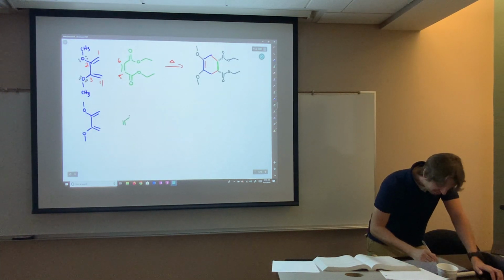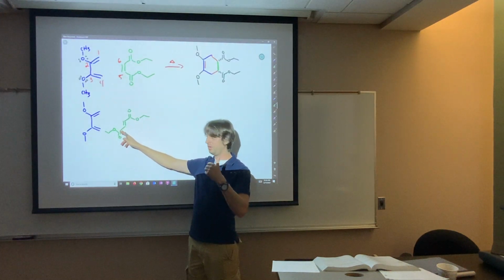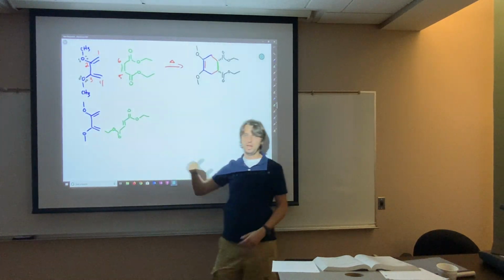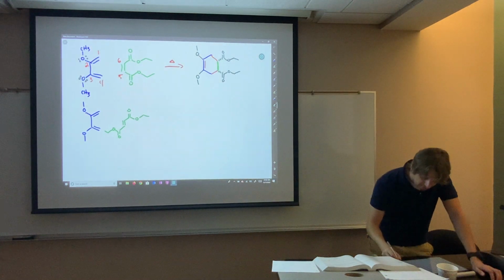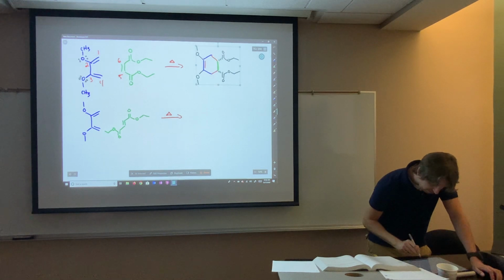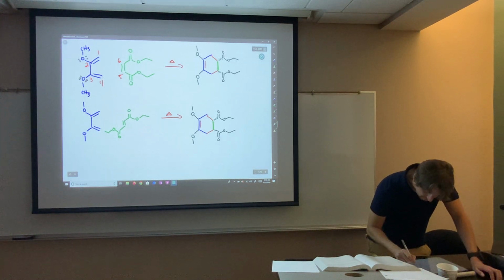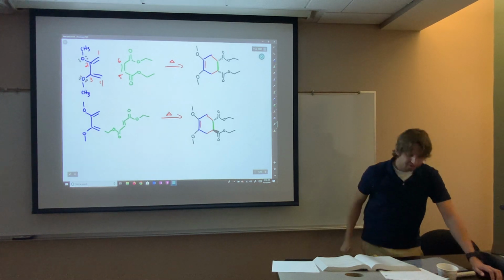If I did this instead, now I have a trans arrangement of my dienophile, perfectly fine. Electron donating, electron withdrawing. I notice it's trans, I draw my 6-membered ring, and we get to our product through the magic of having a digital tablet. I don't have to redraw everything, so I will bring that down and then just change one of these to a wedge. And now I've got a trans system.